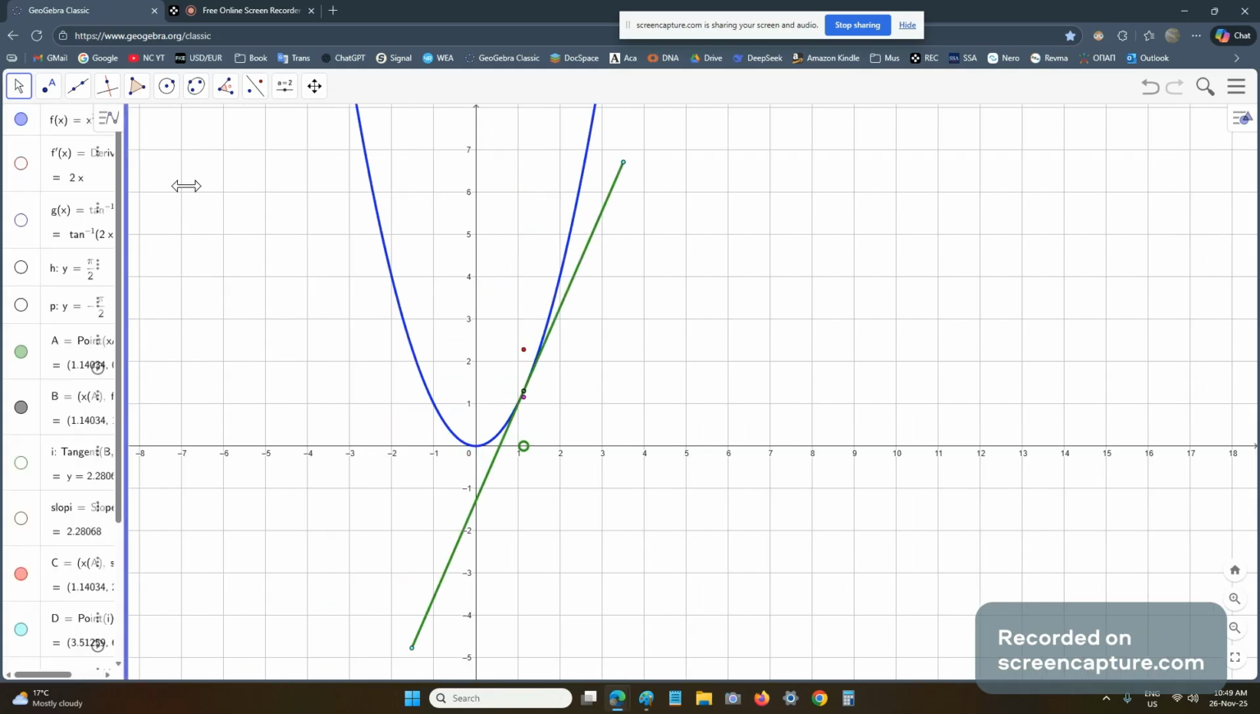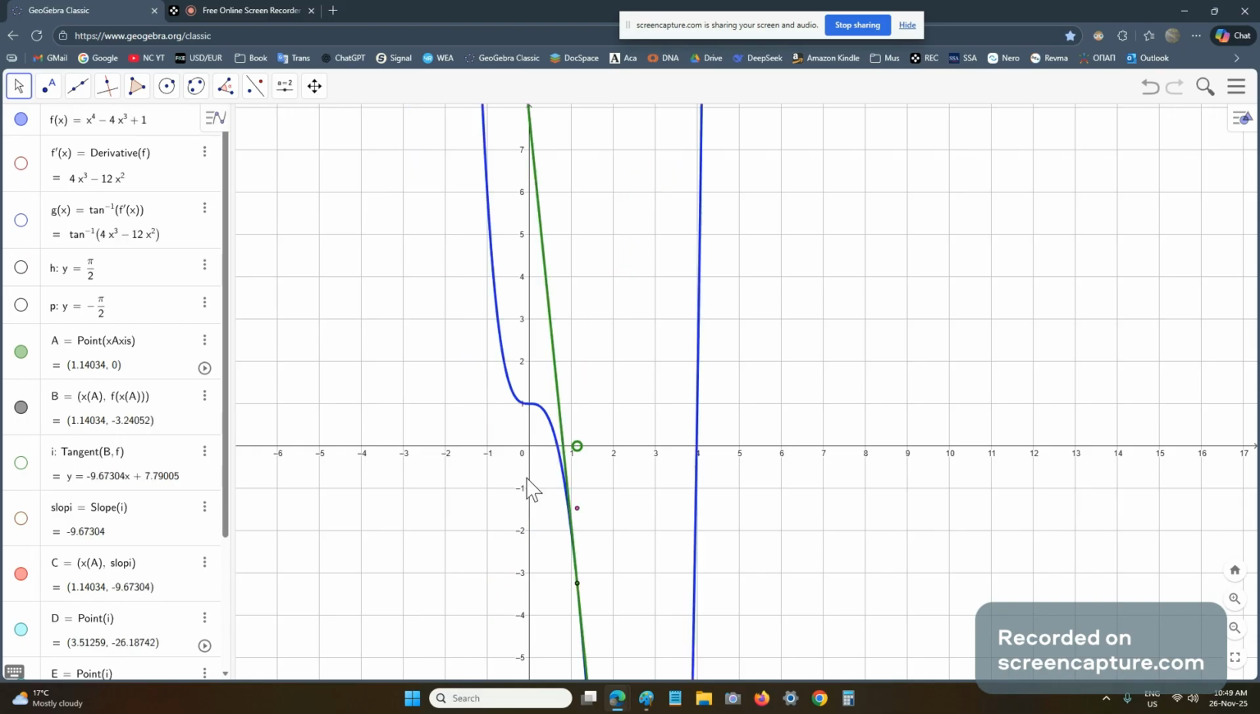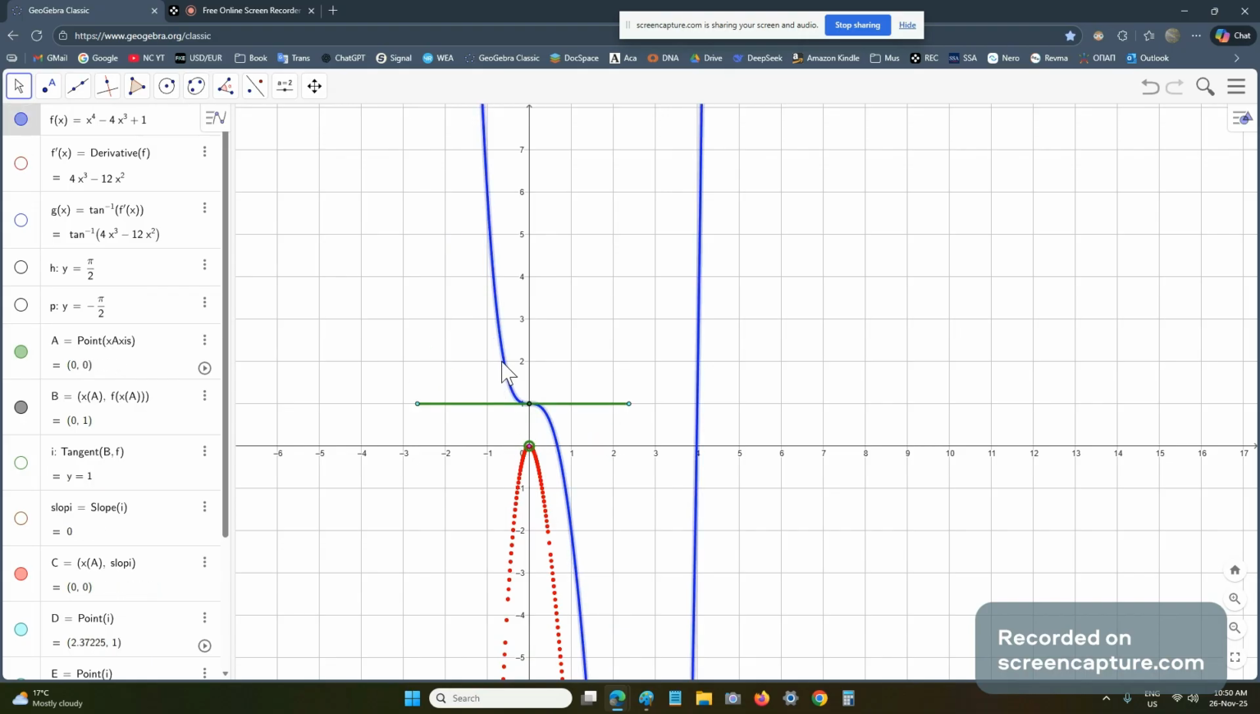So let's say you take a function like x to the 4 minus x cubed, minus that, maybe plus 1, something like that. And there again, that red function there is just the slopes expressed in terms of the red function. So this blue function here is f, and this red function here is f prime. That's all it means.